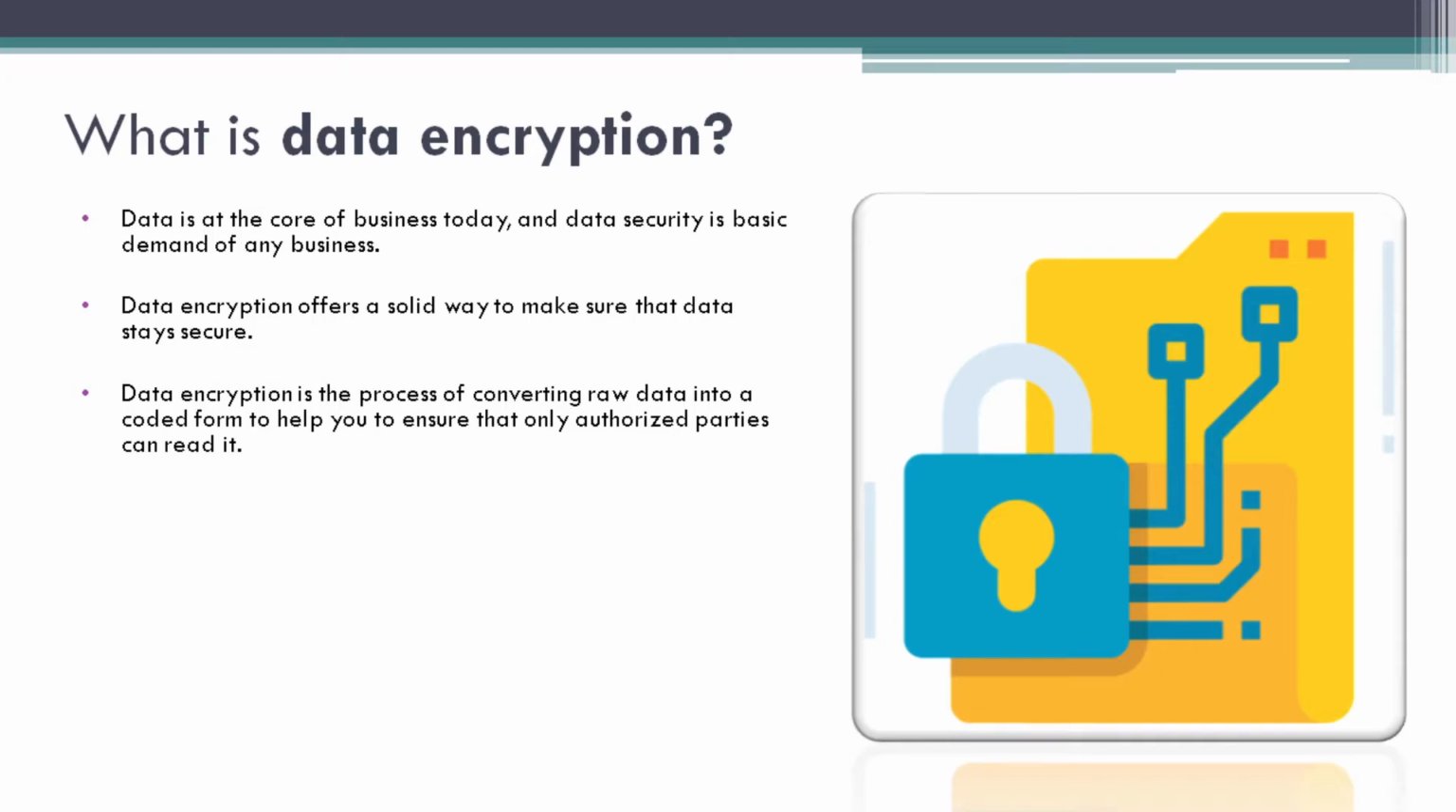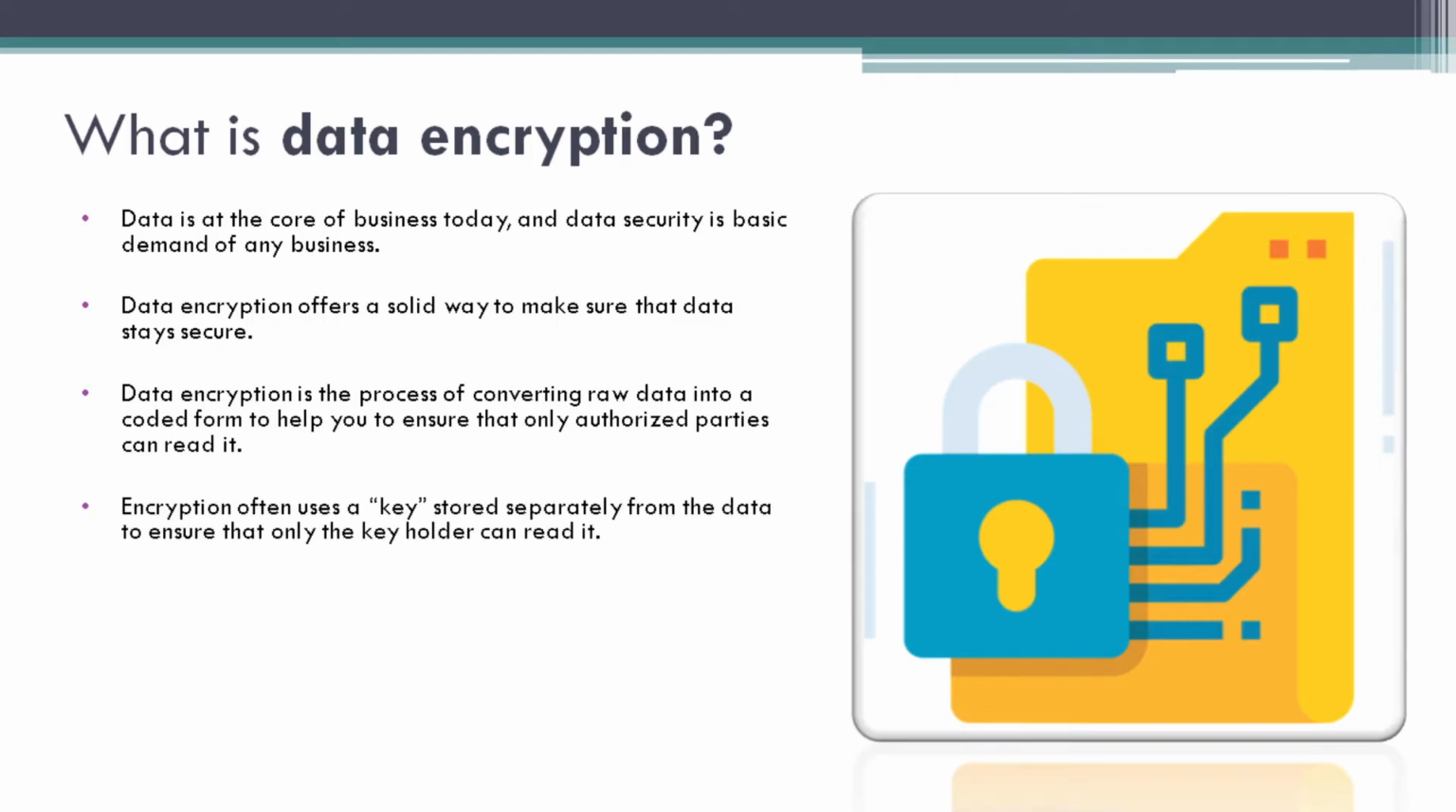Data encryption is the process of converting raw data into a coded form to help you ensure that only authorized parties can read it. So what is actually data encryption? It is nothing but converting your raw data into coded form, so nobody can read your data except the authorized parties. Those having the authorization, those having permission, those having the key of that encryption, only those people can read your data. Other people cannot read your data. This is the aim of data encryption.